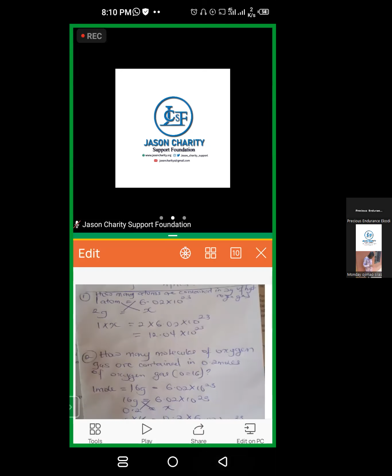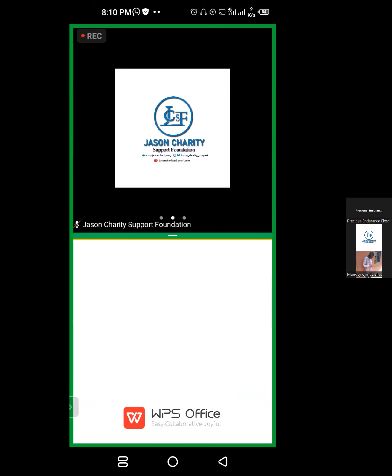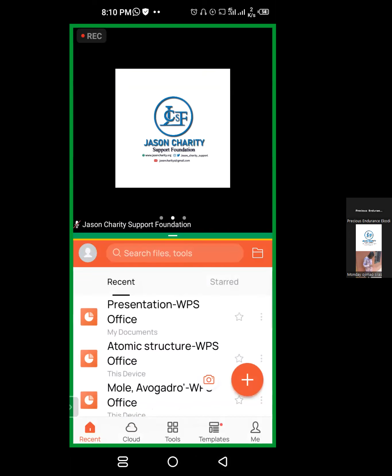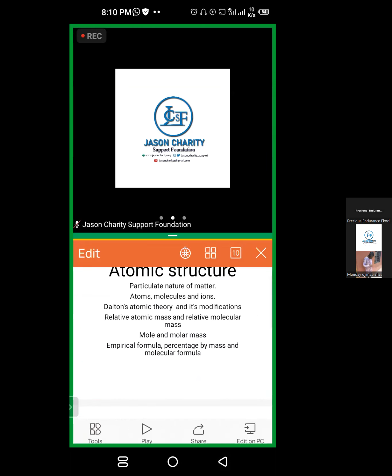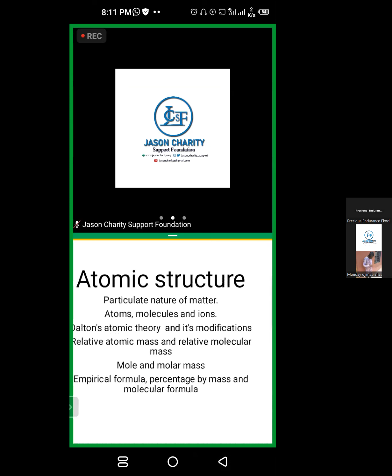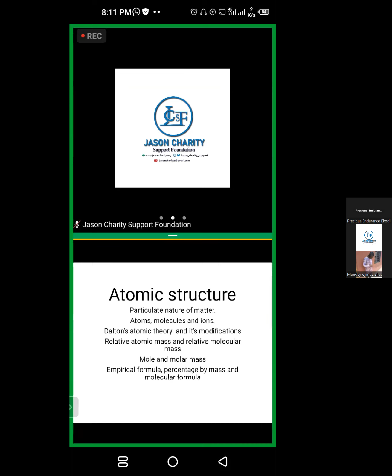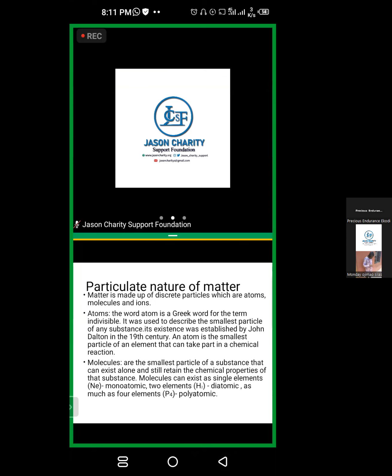Now, today's class would be a totally different topic. We're focusing on atomic structure. So under atomic structure, what we'll discuss would be the particulate nature of matter, atoms, molecules, and ions, Dalton's atomic theory and its modifications, relative atomic mass and relative molecular mass, mole and molar mass, and then empirical formula, percentage by mass, and molecular formula. So let's move ahead to the particulate nature of matter.